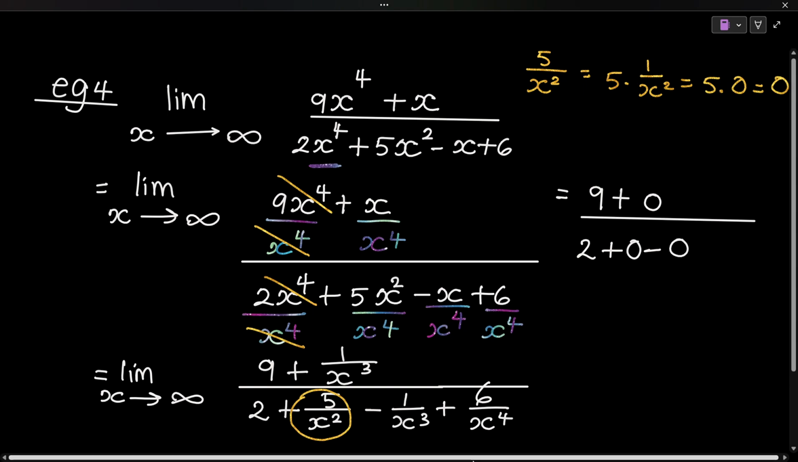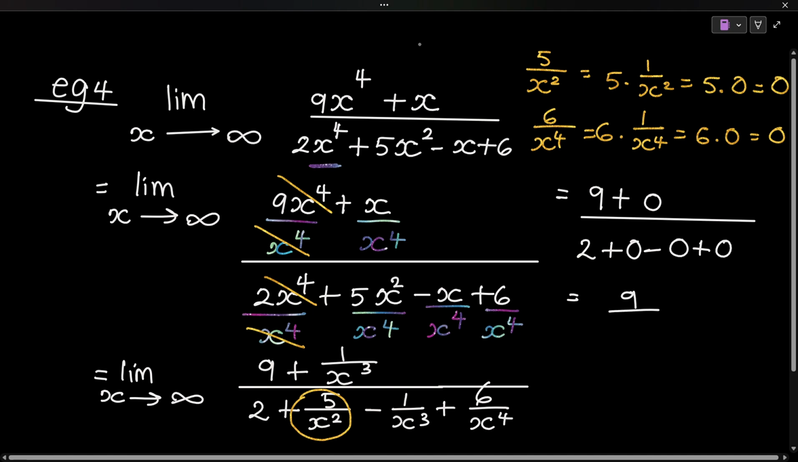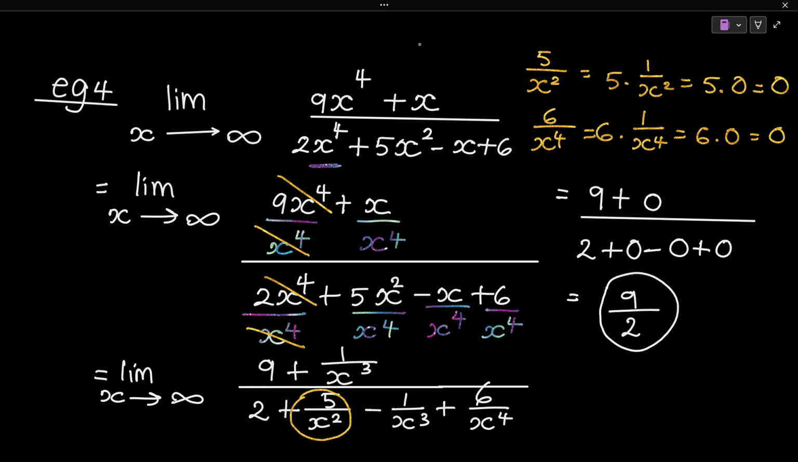And similarly, 6 over x to the power 4. If we just look at it, 6 over x to the power 4, that is 6 times 1 over x to the power 4. And when we substitute infinity into 1 over x to the power 4, that is going to be 0. 6 times 0 is 0. So we have plus 0. Simplifying the numerator, we've got 9, denominator we have 2. So the final answer for this question is 9 over 2. That tells us that for this function, as our x values approach positive infinity, our y values approach 9 over 2.